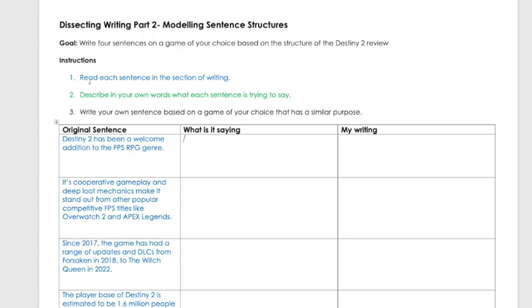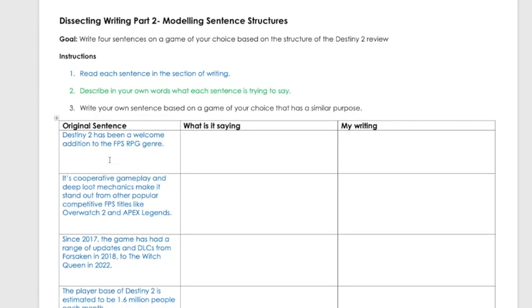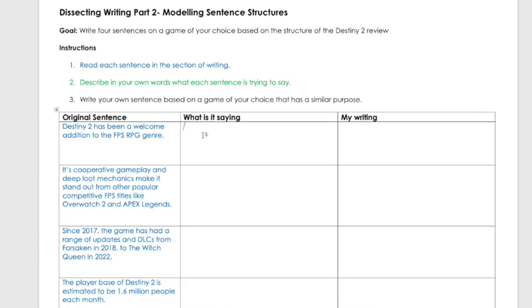The first step is to read each sentence in the section of writing. So we're assuming that you've already read the sentences. In this case, there's 4 of them, and that's going to replicate the 4 sentences that we're going to do. The middle column here talks about what the writing is saying. And this is going to help me understand what it is I'm going to be trying to write about when it comes to my piece.